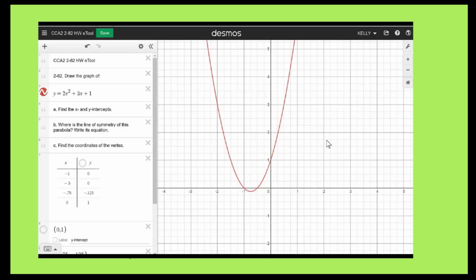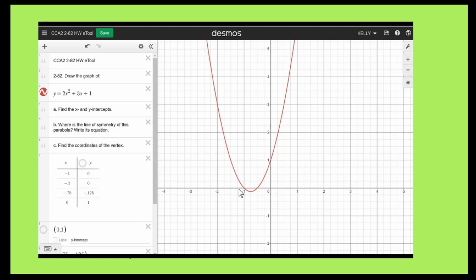Okay, so this is 2-82, and I pretty much got a lot of things already on here. You saw a picture on the actual screen that showed what the vertex was and the zeros. But let's talk about all of those really quick. Okay, so this is the graph. It asks us to find the x and y intercepts.